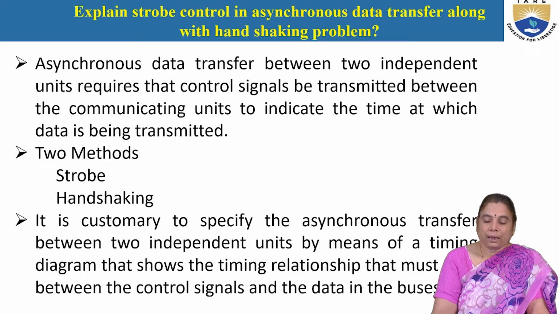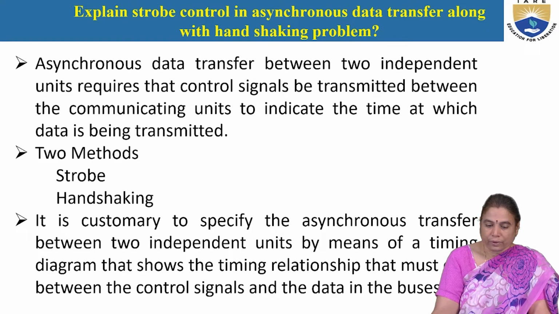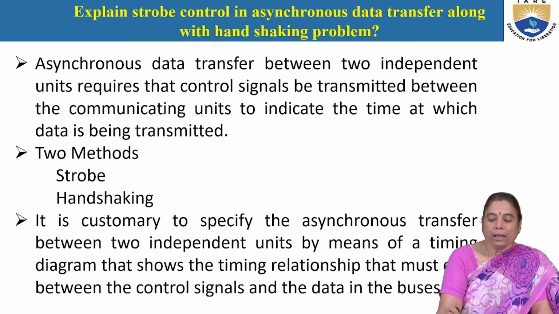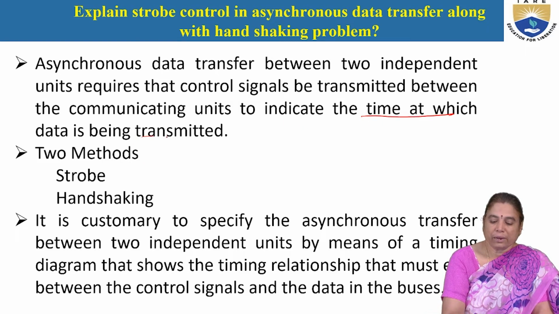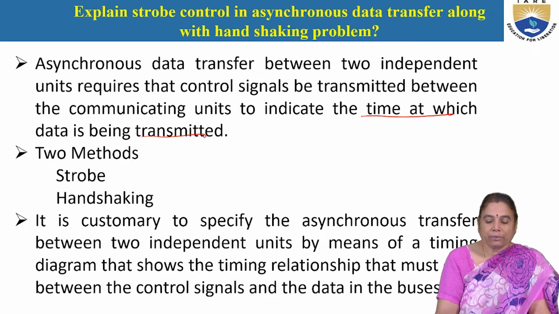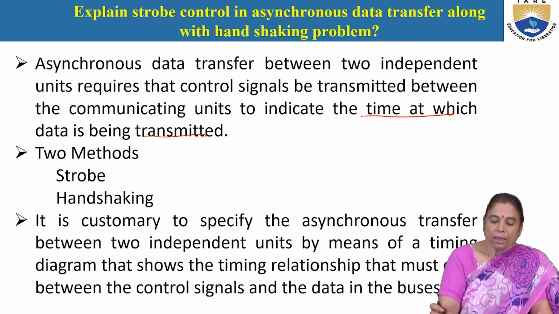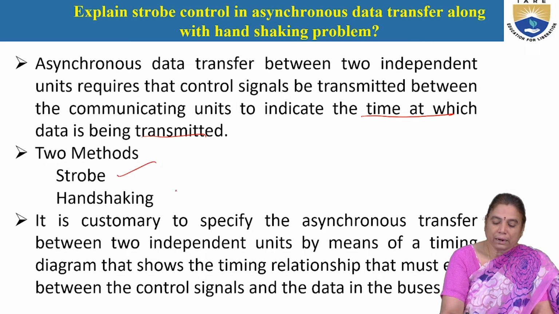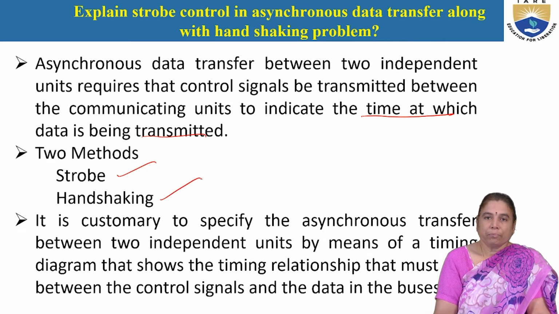If the units that are involved in the communication use different clock signals, then that data transfer is generally referred to as asynchronous data transfer. Asynchronous data transfer between two independent units requires control signals to be transmitted between the communicating units to indicate the time at which data is being transmitted. Two types of asynchronous data transfer are available: one is the strobe method, the second one is the handshaking method.